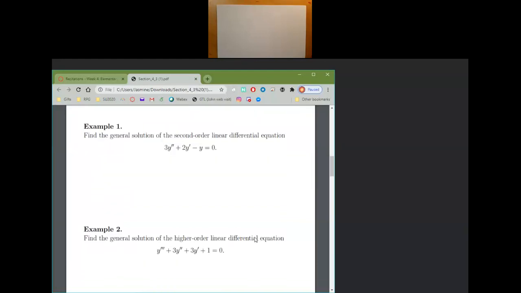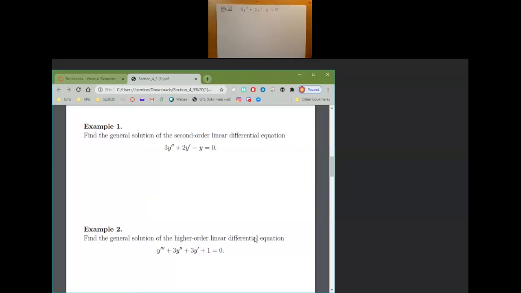Okay, example 1. Find the general solution of this second order linear differential equation. Okay, we have, oh, that was already popped up. Example 1. We have 3y double prime plus 2y prime minus y equals 0.